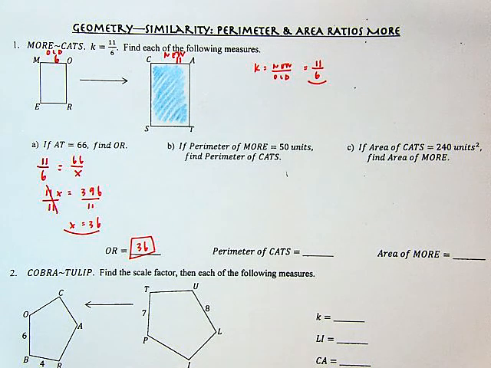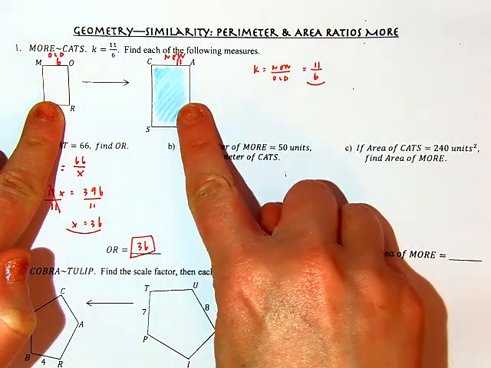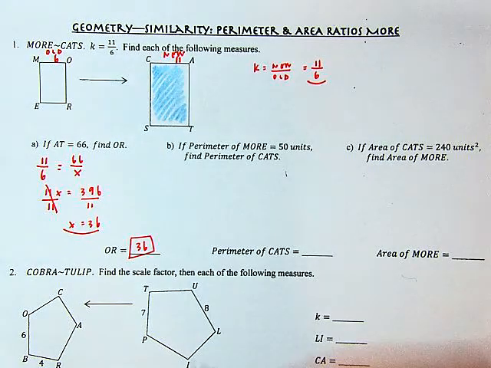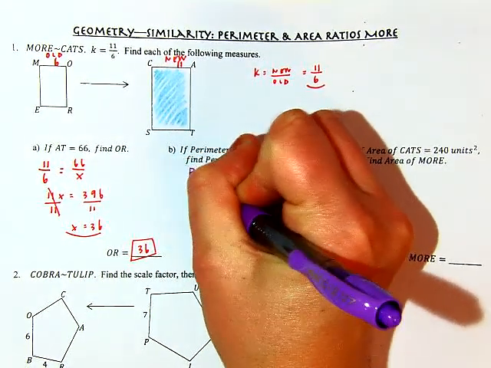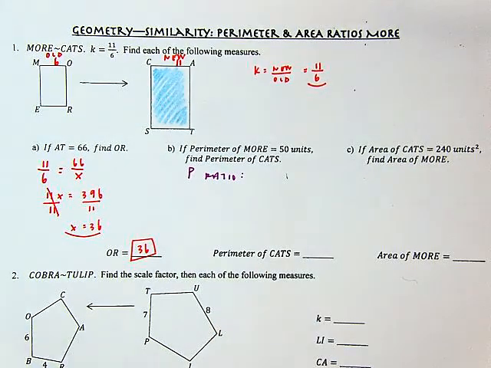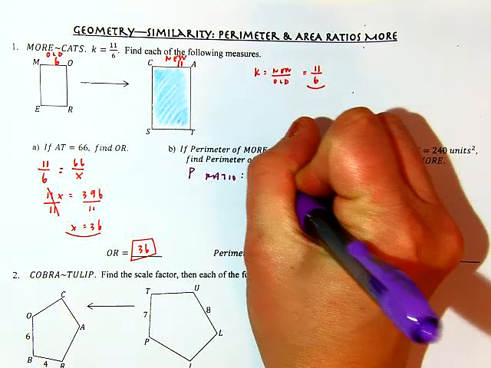All right, next up, perimeter. So if my perimeter of MORE, so of my small shape, is 50, what is the perimeter of my big one over here? So first I need a perimeter ratio. And remember that perimeter is really just the sum of all of the sides. So if my sides are in a ratio of A to B, then the sum of all of the sides will still be A to B. So my perimeter ratio will stay at 11 to 6.